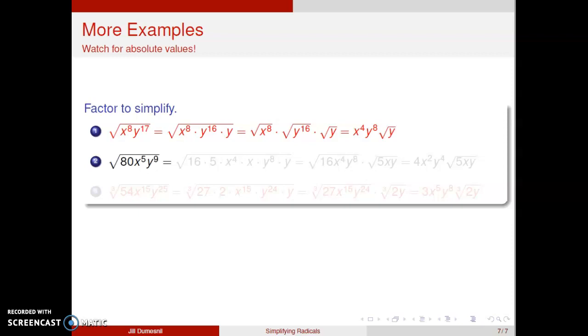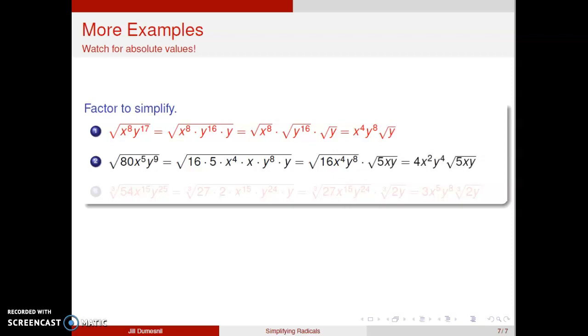This is another example of a square root with odd powers in the radicand. Thus, we can safely assume that x and y are both non-negative. Again, we want to factor out even powers. We'll write 80 as 16 times 5, x to the 5th as x to the 4th times x, and y to the 9th as y to the 8th times y. Then apply the product rule to the perfect squares and to the remaining factors.